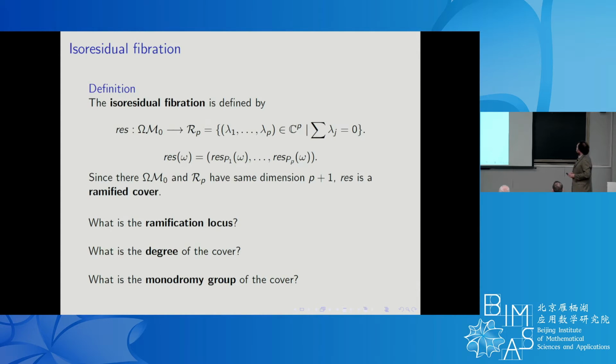You can also rephrase the computation of the degree in the following terms. I have a configuration of p residues summing to 0. How many differentials with only one zero realize this configuration of residues? The answer is a finite number. We need to compute it.